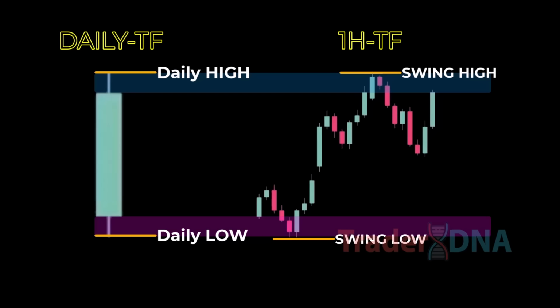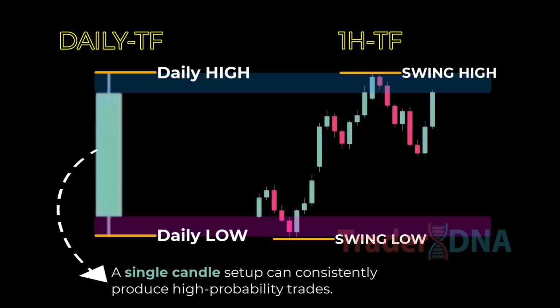And yes, on the surface this sounds basic: high, low, range, simple stuff. But when you combine this with smart money concepts, when you understand how liquidity is being built, manipulated and taken inside that one candle, that's when things get serious. That's when a single candle setup can consistently produce high probability trades. You're not just staring at candles anymore, you're breaking them down. You're reading the story inside the wick. You're seeing where liquidity sits. You're spotting where the real move is likely to begin.